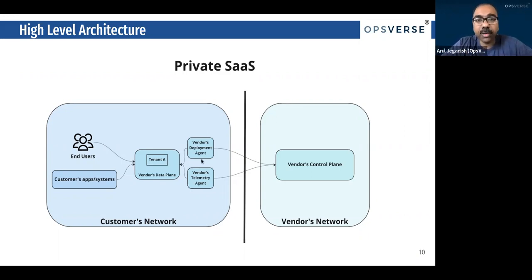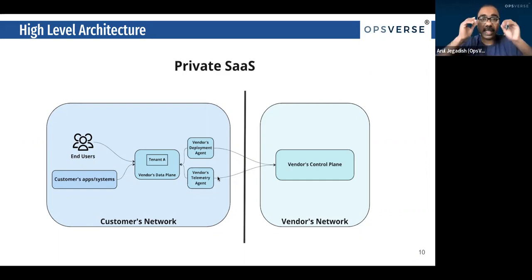I want to call out a couple of components here. There is a deployment agent and a telemetry agent. In private SaaS architectures, you will definitely see these two components in some form. The deployment agent is the one that takes care of upgrading and managing these tools that are orchestrated here. And then the telemetry agent is what enables the vendor to monitor and ensure everything's healthy.